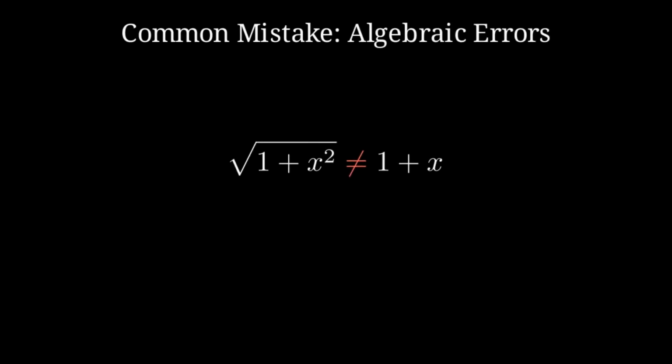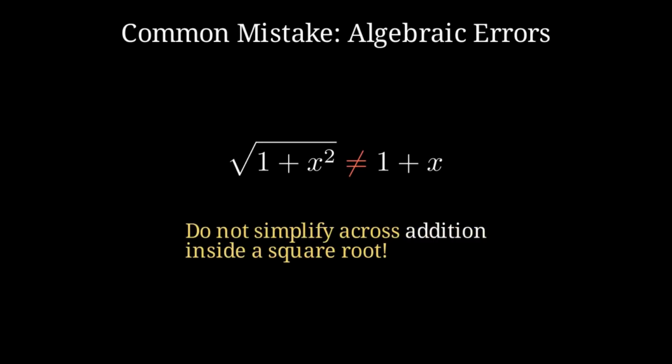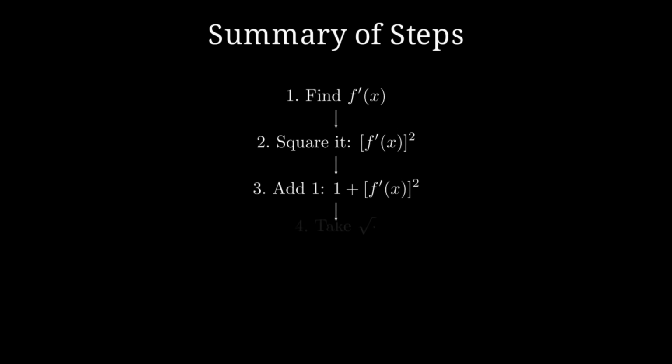You cannot simplify the square root of a sum by taking the square root of each term individually. The square root of 1 plus the derivative squared must stay as a single unit unless you can factor it into a perfect square. To summarize, finding arc length follows a consistent 5-step process: find the derivative, square it, add 1, take the square root, and integrate. This systematic approach ensures you capture the total distance along any smooth path.